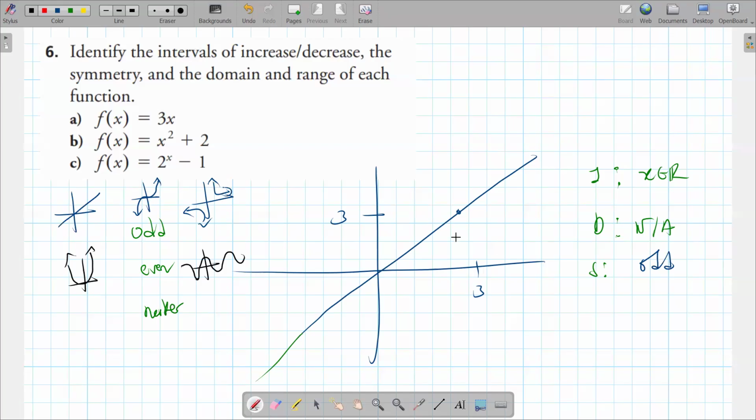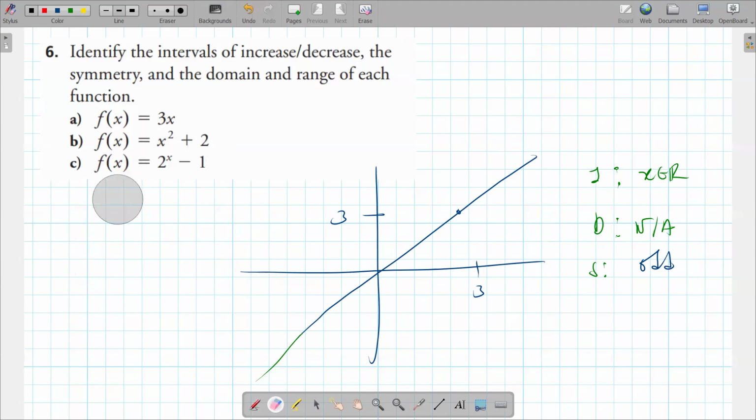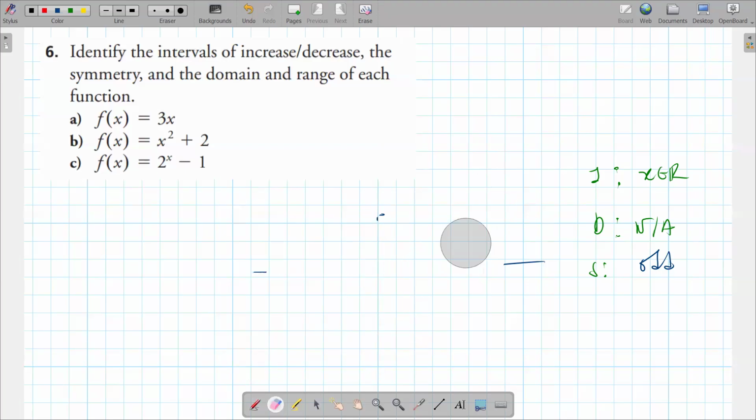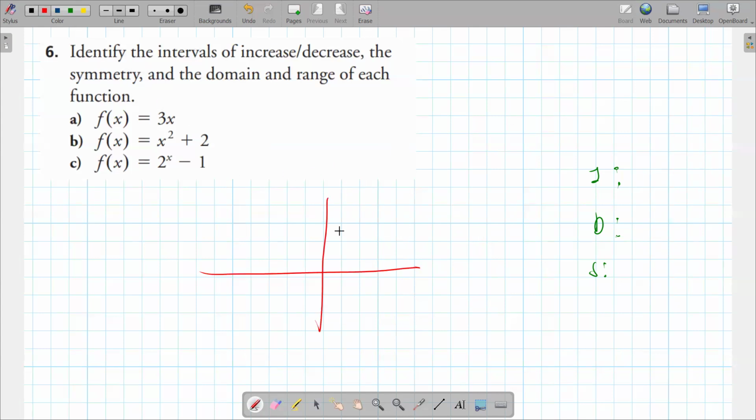So x is going to be an odd function. 3x, the 3 doesn't make much of a difference. It's just a vertical stretch. The graph is still symmetrical. And the domain and range for a straight line is x in the real numbers. That's super simple. Let's look at b. So x squared plus 2, it's opening up, and we know the y value is 2. So this is the sketch.